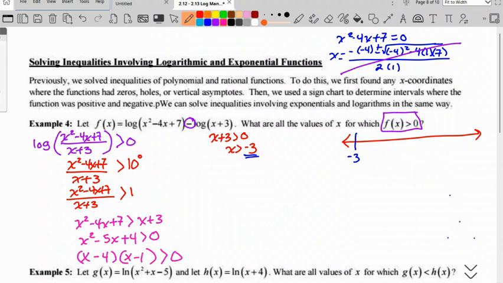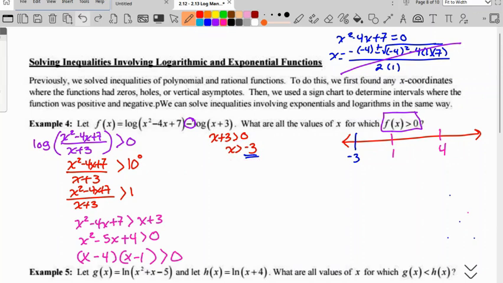And so what critical values does that give me? That gives me 1 and 4. This expression has to be greater than 0, so the critical values are where it would equal 0, and that's at x equals 1 and x equals 4. So there's our 3 critical values. Now, we do not have to test to the left of -3. Can anybody tell me why we don't have to test to the left of -3? Our restriction said x has to be greater than -3.